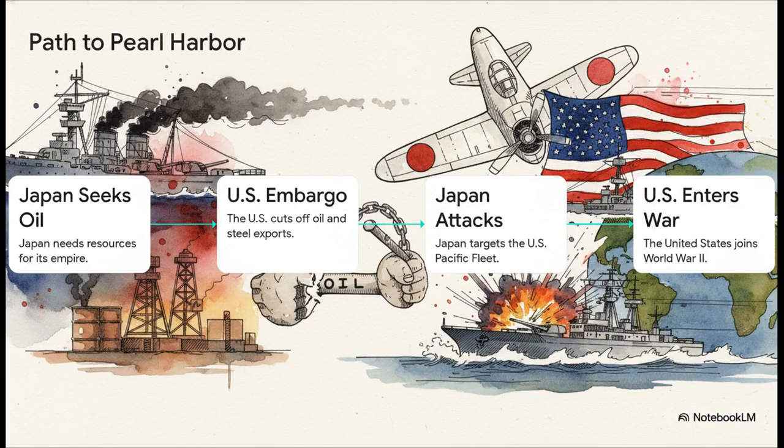And this is the perfect case study. It's not just a military story, it's a chain reaction that was sparked by economics. Step 1, Japan needs oil to fuel its empire and war machine. Step 2, the US cuts them off with an embargo. Step 3, Japan decides its only way out is to attack the US fleet, get them out of the way, and go take the resources it needs. It's a straight line from an economic problem to a military attack.